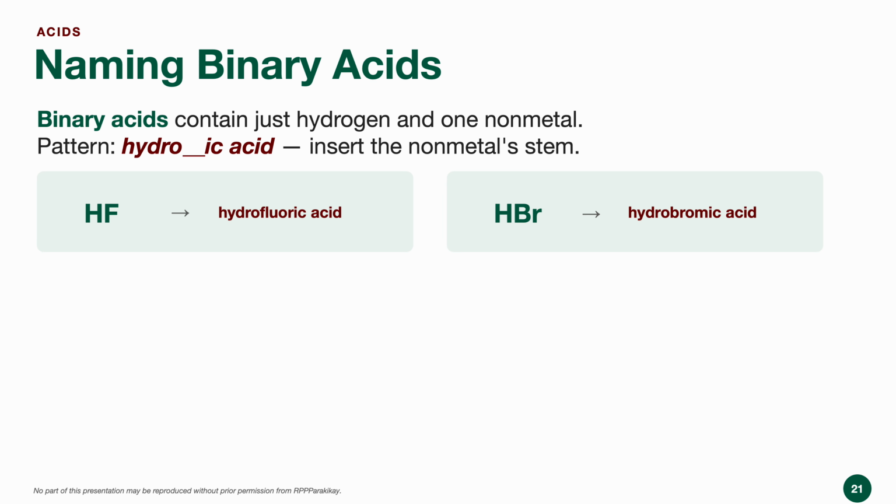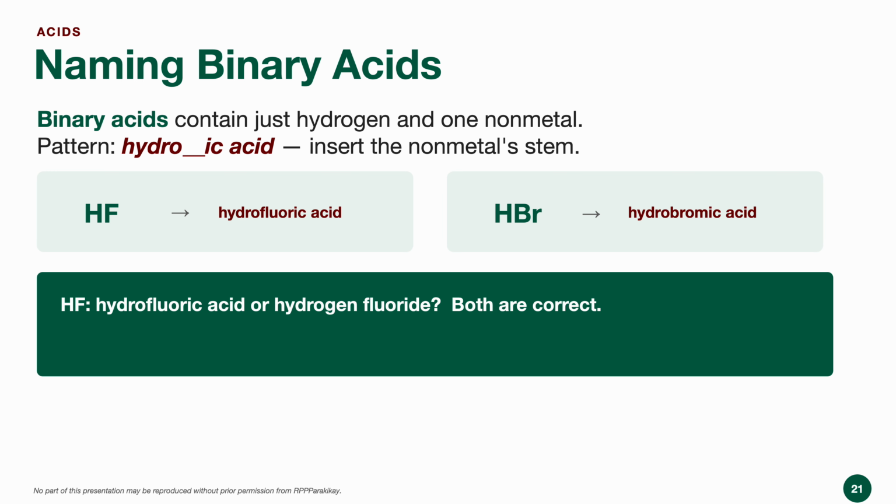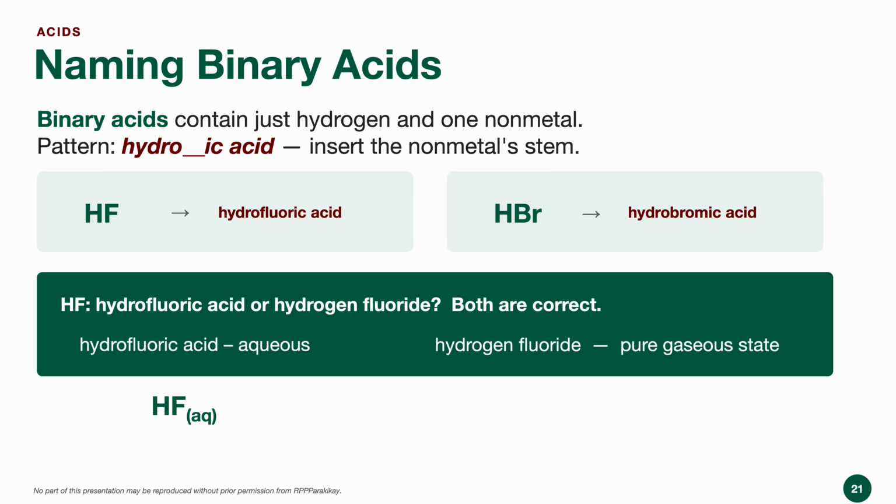Also, since acids are essentially covalent compounds, since they are made up of hydrogen and another nonmetal, we can use covalent compound naming conventions. Both names are actually correct. It just depends on the physical state. So for our convention, we use hydrofluoric acid when it's dissolved in water or if it's an aqueous phase, and hydrogen fluoride for pure gaseous phase. So we have the same compound but different name depending on the physical state.